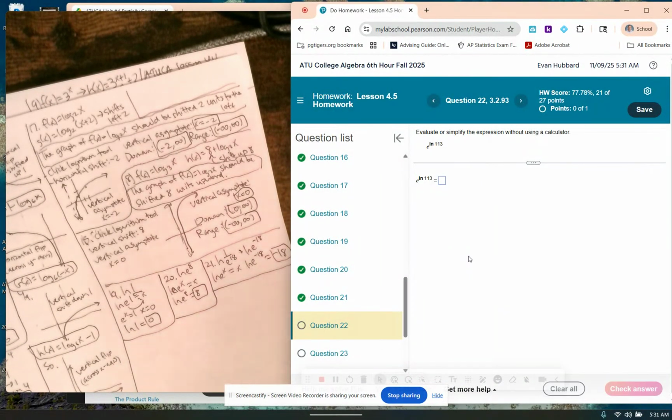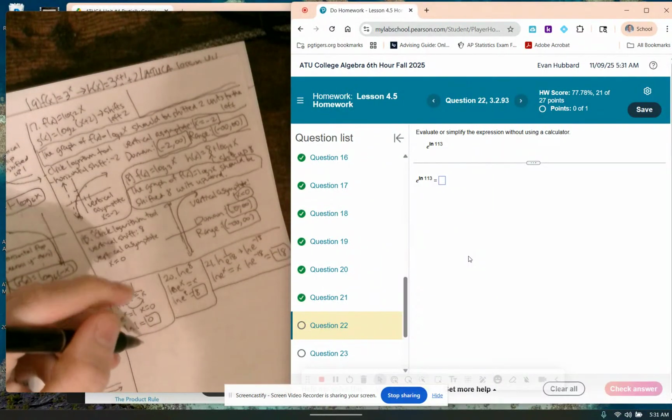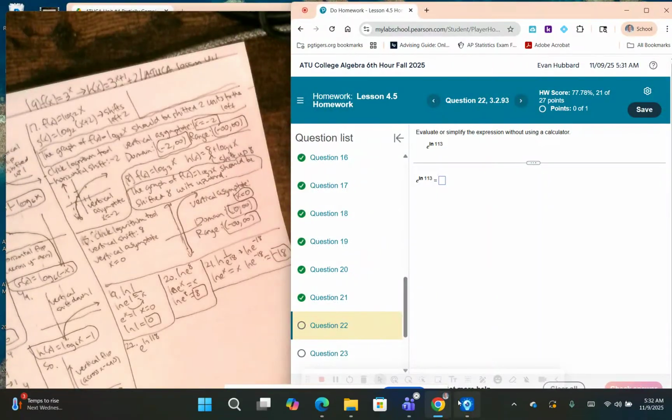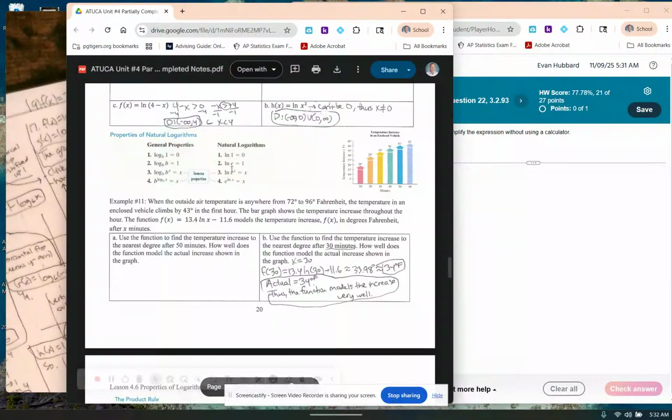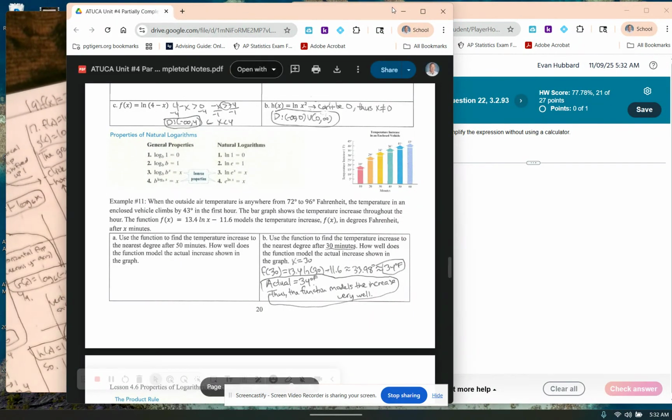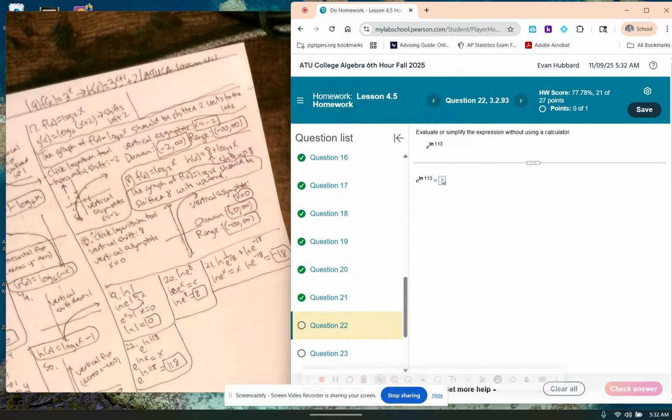22, we have e to the ln of 118. I will use the notes here to use that property. e to the ln of x is equal to x. So e to the ln of 118 is equal to 118. I'm using this property because e and ln are inverses of each other.